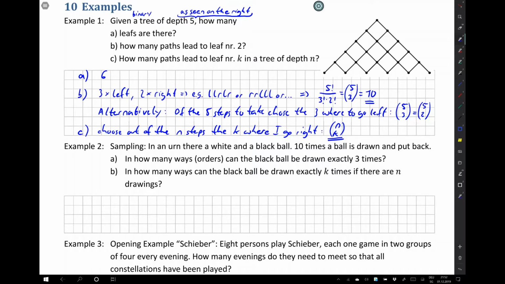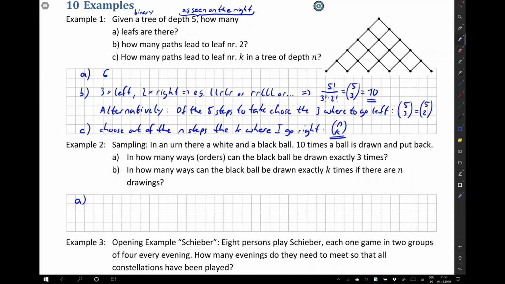Okay, let's get to example 2. We can look at that exactly the same way as example 1, as a binary tree. And when in the tree we go to the left, we get a white ball, and when we go to the right, we get a black ball. And then we have exactly the equivalent task. We can look at the problem also directly. We're drawing the ball 10 times, and out of the 10 times we now choose the 3 times when we draw a black ball. So obviously we get 10 choose 3 possibilities.